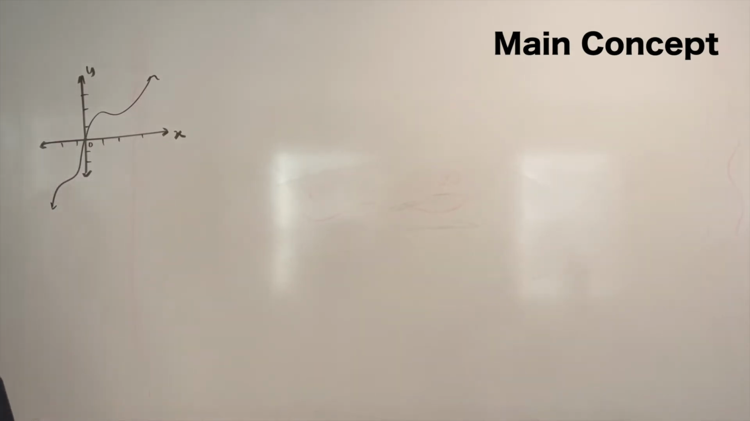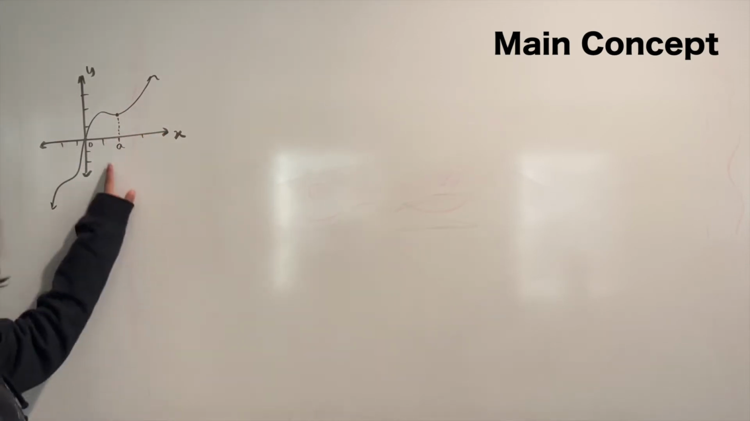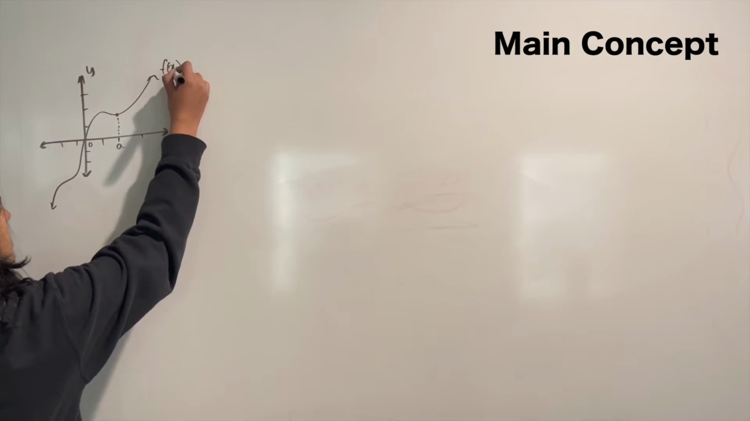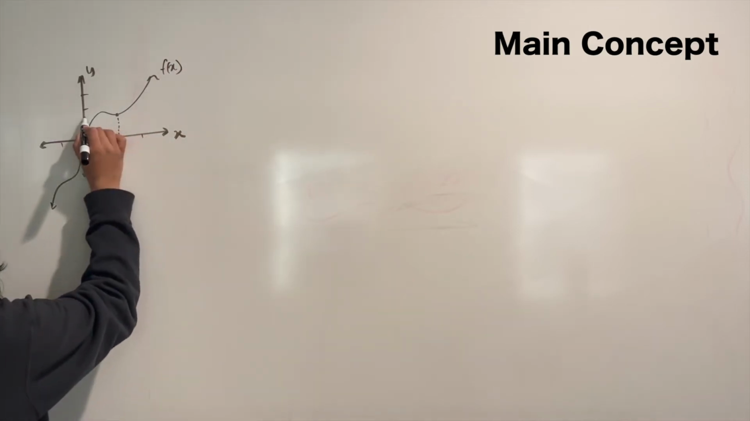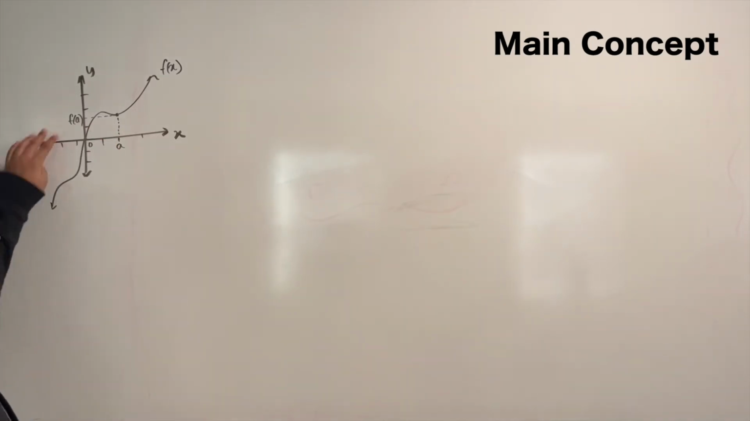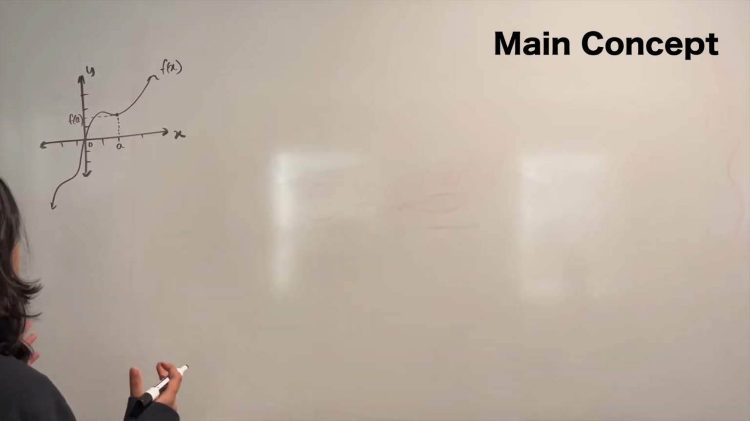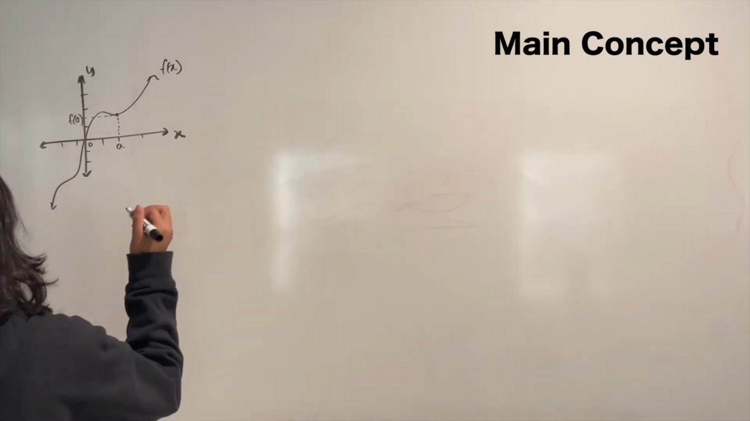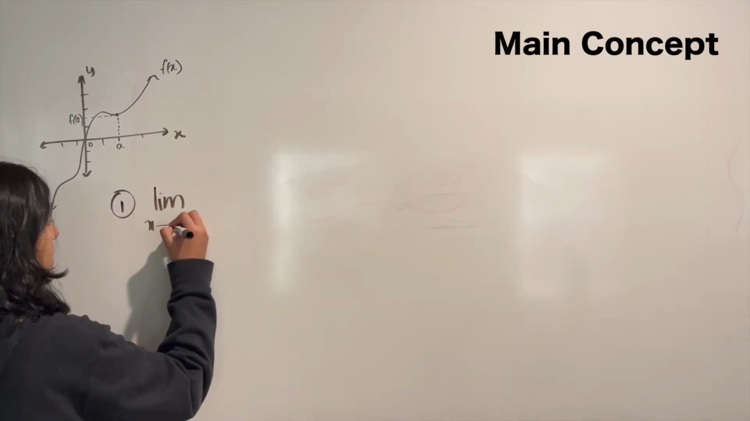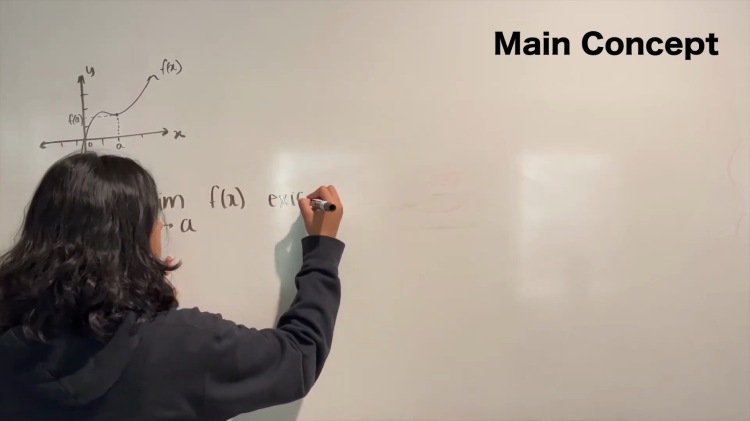The main concept essentially is that let's take a point over here and let's name this A. So A is essentially an x-coordinate because it's on the x-axis. If this function is f of x, the y-coordinate will be f of A. Now, this function will be continuous when two conditions are met. The first condition is if the limit as x tends to a of f of x actually exists. Now this is one condition.